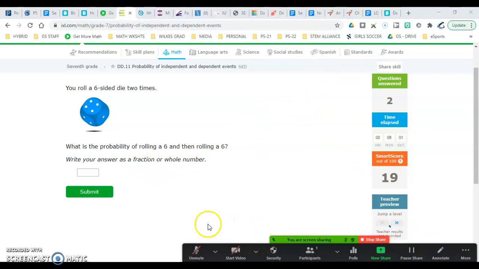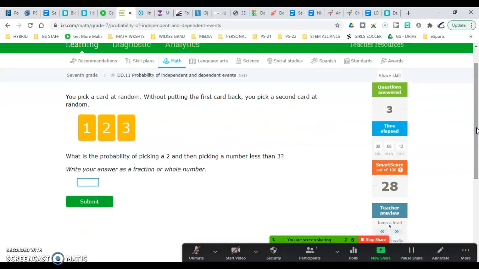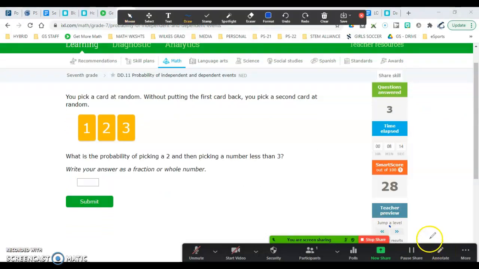I am looking for one more, by the way, if I can get it. I'm looking for another dependent. Awesome. Yeah, here we go. Let's see if we can get a win this time. All right, last time we got 0, like you couldn't possibly win it. So notice, not every card problem is going to be without putting it back, so you have to pay attention to the wording here. This is a dependent setup, so, all right, what's the chance of picking a 2 and then a number less than 3?